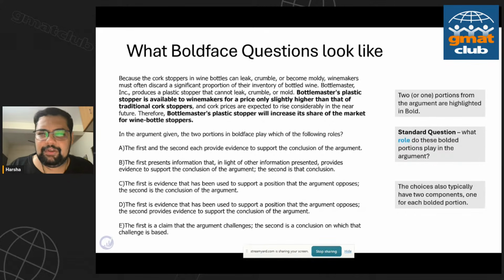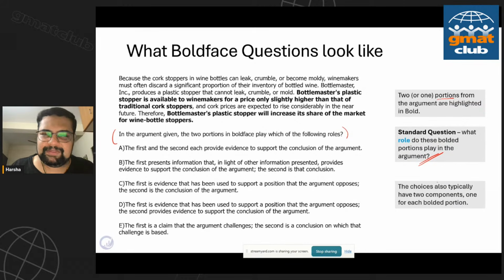Usually two portions are bolded, and you're asked a pretty standard question: what role do these two portions in boldface play as far as this argument is concerned? So it's a very standardized template, which is a great thing at least. They only get you with the choices. They don't put any traps in the question stem, right?